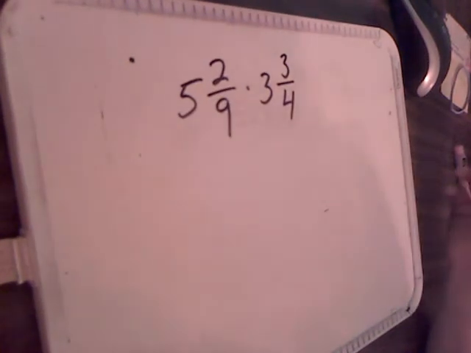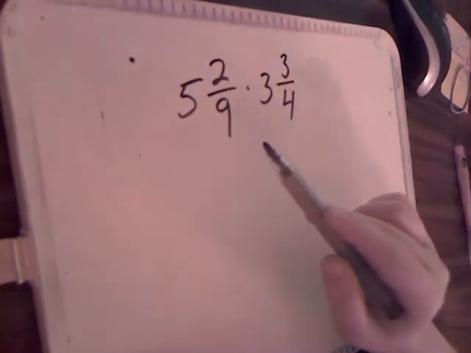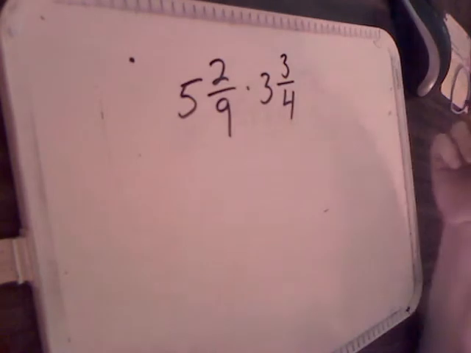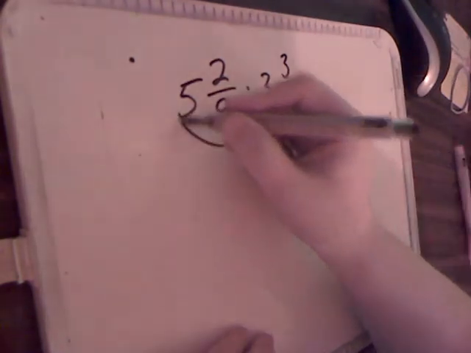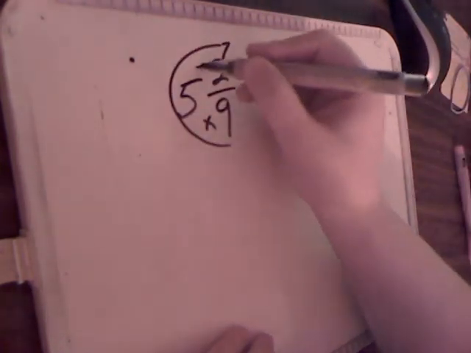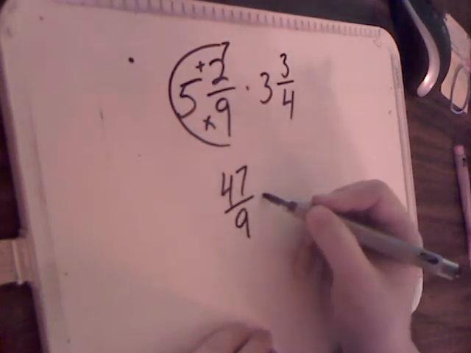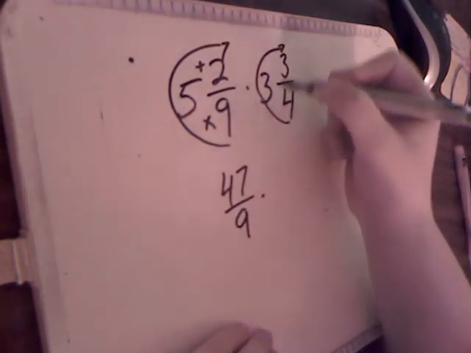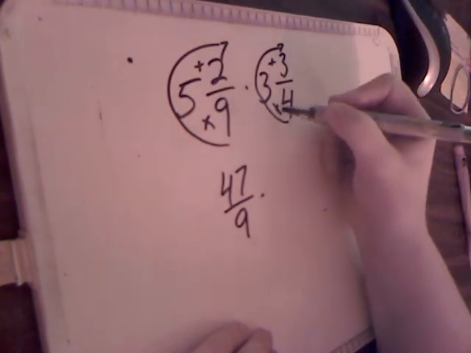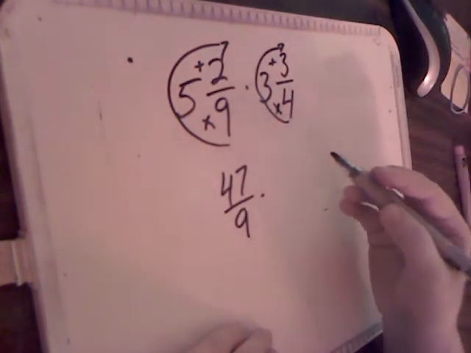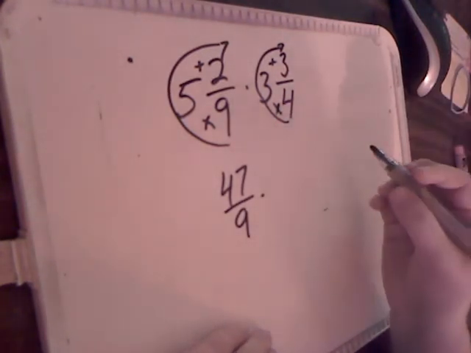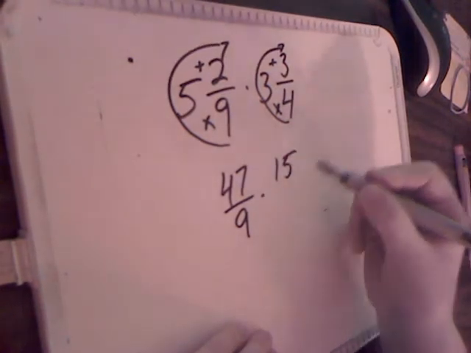So what you want to do first is convert these mixed numbers into improper fractions. So we're going to do the backwards C. We're going to multiply and then add. 5 times 9 is 45. Plus that 2 is 47 over 9. We need to do the same thing here. 4 times 3 is going to be 12, plus that 3 is 15.